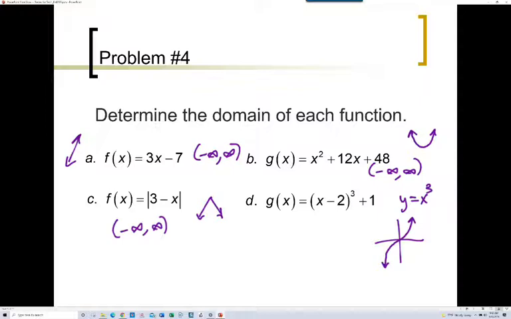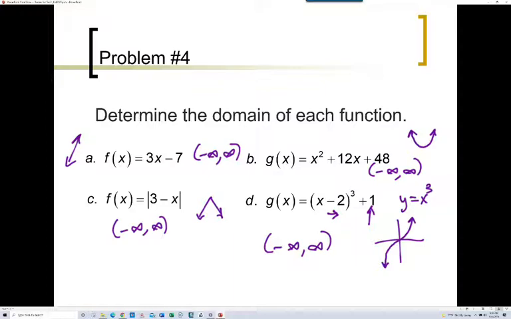And so this -2 in here is just causing us to go right 2, a horizontal shift right 2. And the 1 causes this graph that I just did to also go up 1. So basically, if you shift this graph right 2 and up 1, you still have a domain of all real numbers. That is our domain.